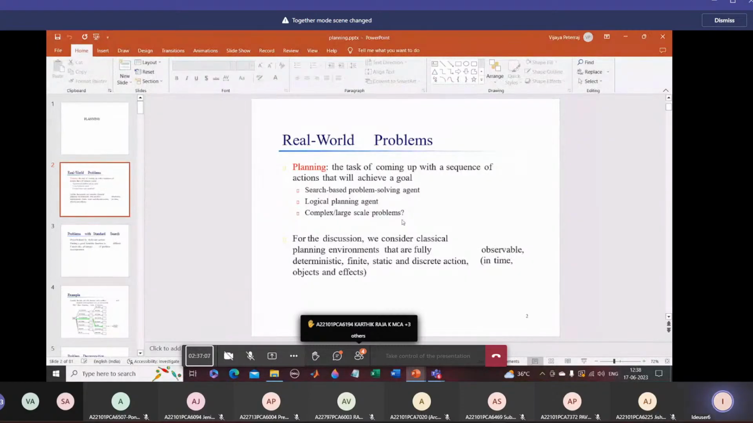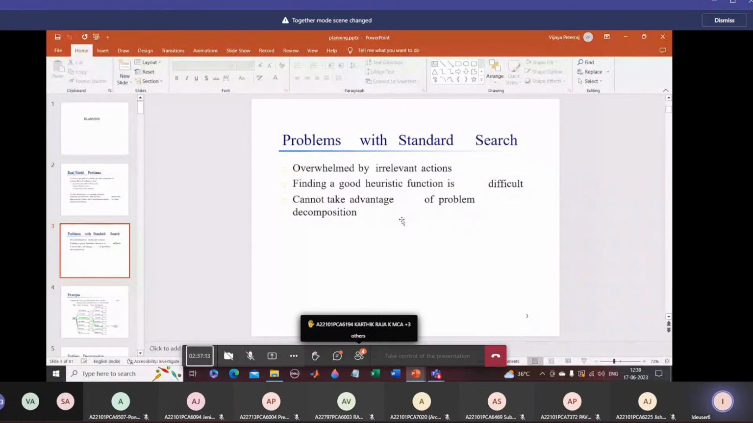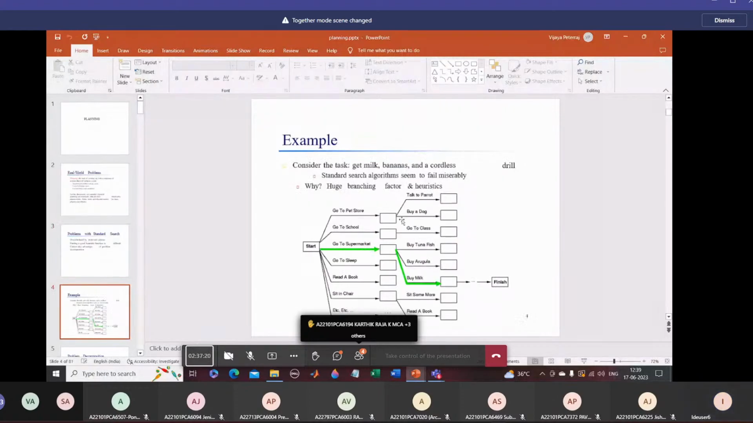What is planning now? What are we supposed to do? A sequence of actions so that you can achieve the goal. And there are problems with standard search. This is an example. You can have a huge branching and so many factors being considered. So if you want to buy milk, what are you supposed to do? The task is to get the milk, bananas, and the cordless drill. So when you go to a supermarket, can you get the milk? Yes.